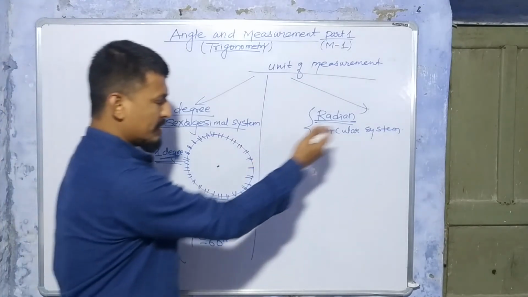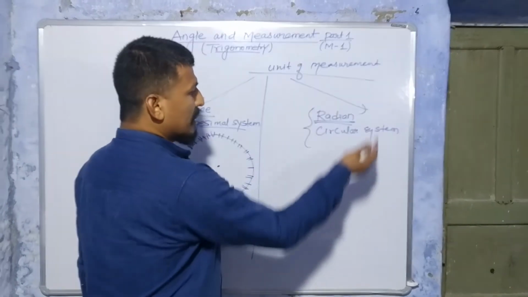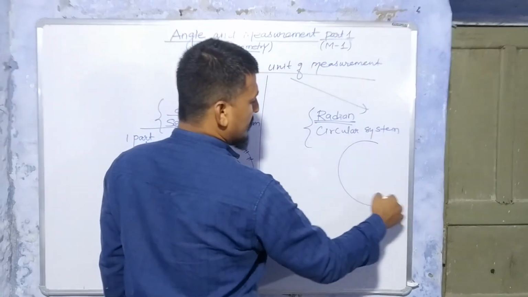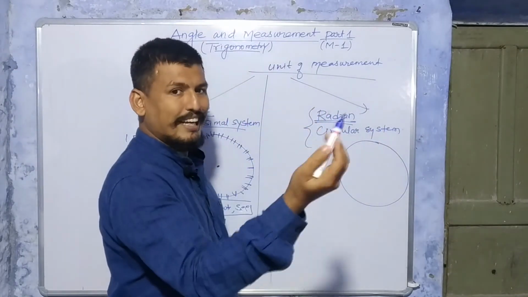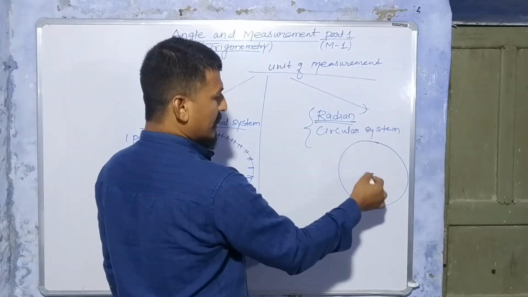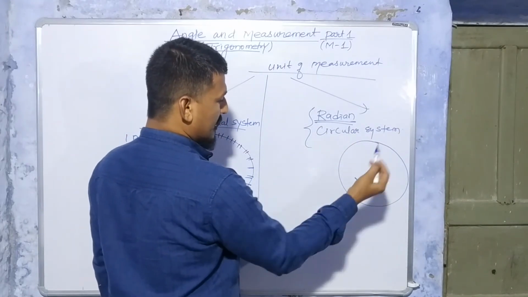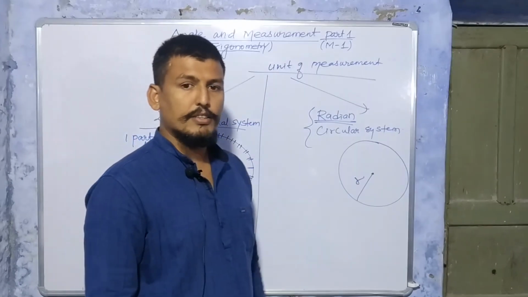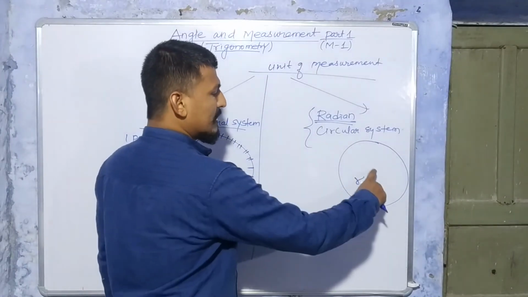Now come to the radian system. Radian system is nothing but the circular system. In the circular system, see, what do you mean by 1 radian? What is 1 radian exactly? Suppose a circle is there. The radius of the circle is R. Now measure this R.